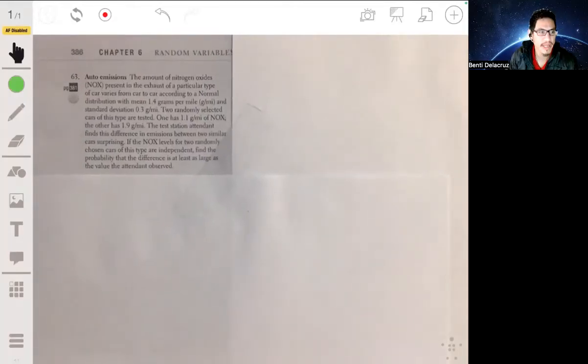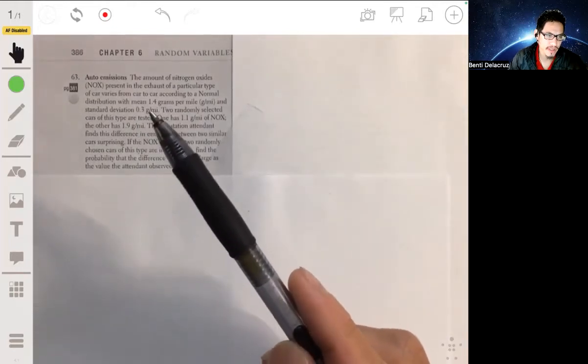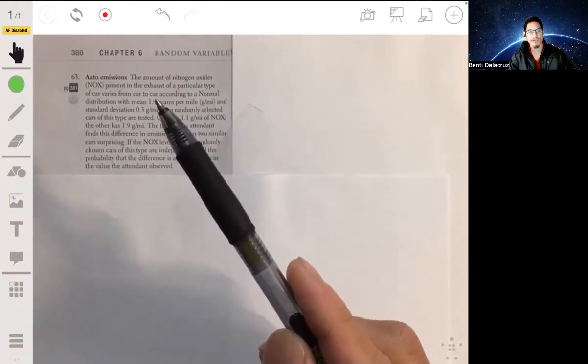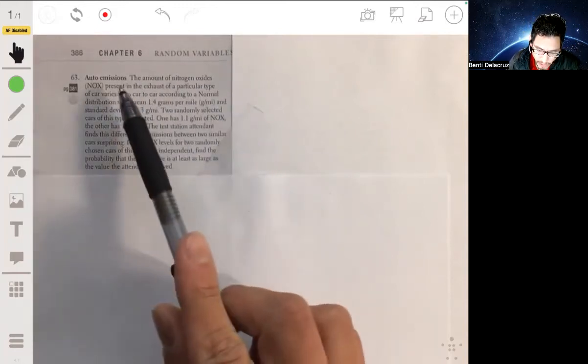All right, so we're going to be looking at doing a calculation with the difference of random variables. So let's look at this problem here. We're going to look at problem 63, NOx emissions.